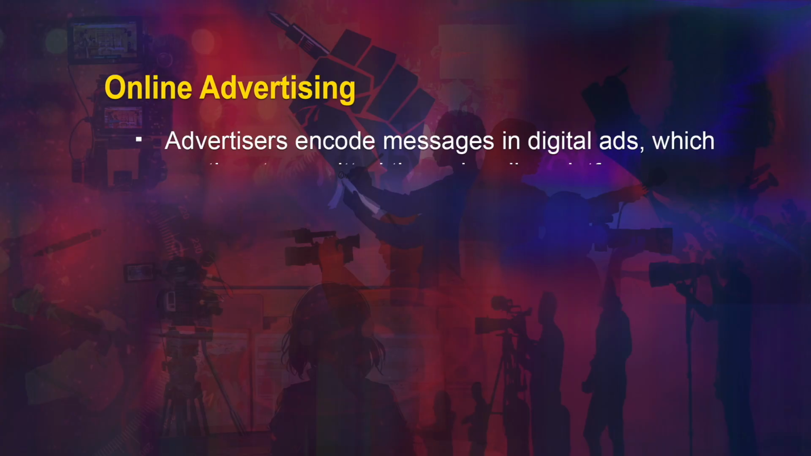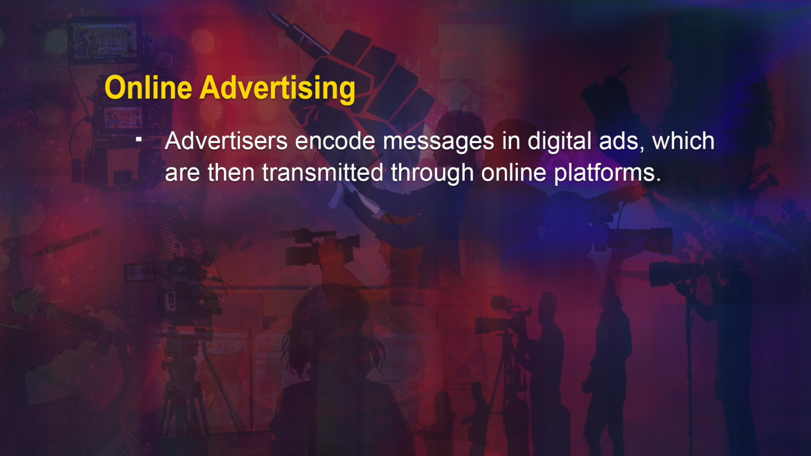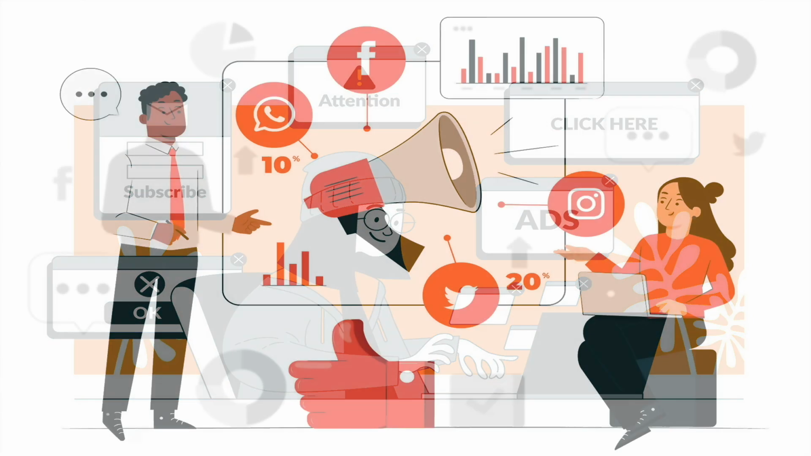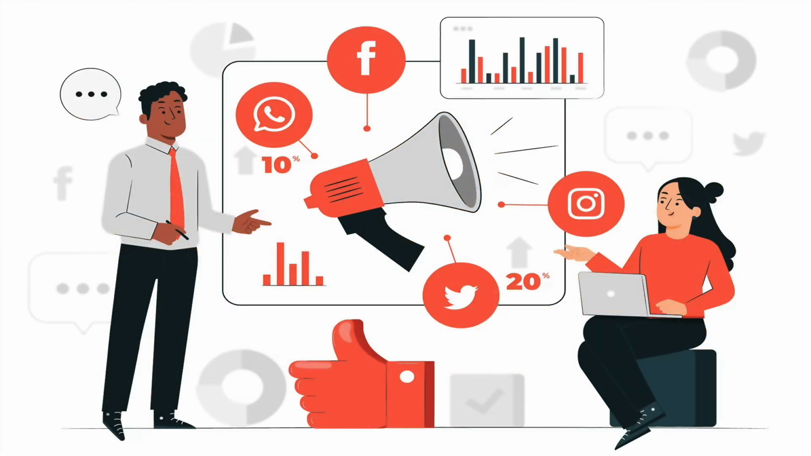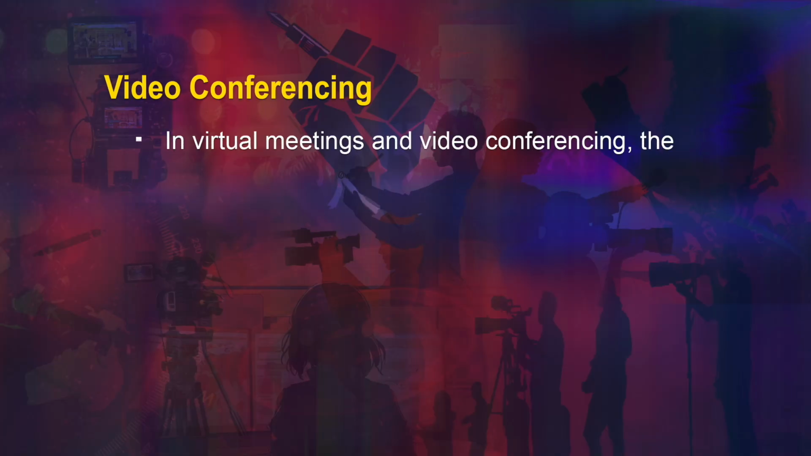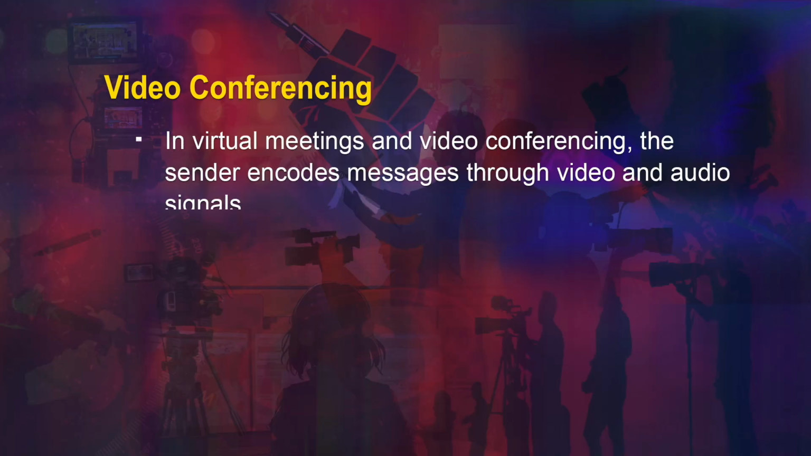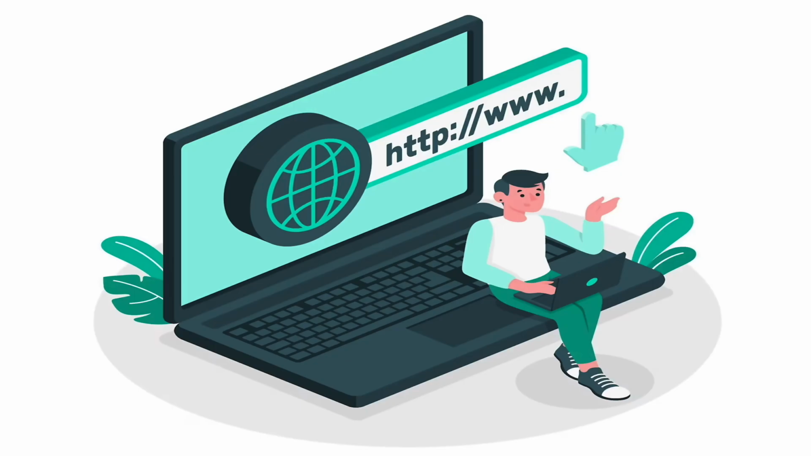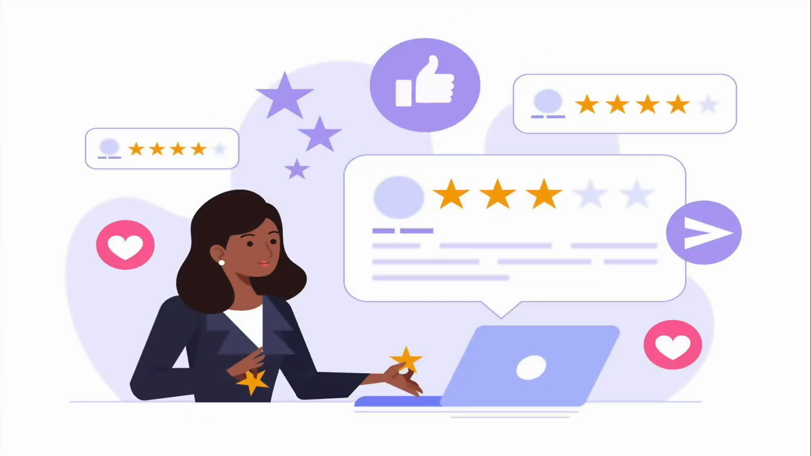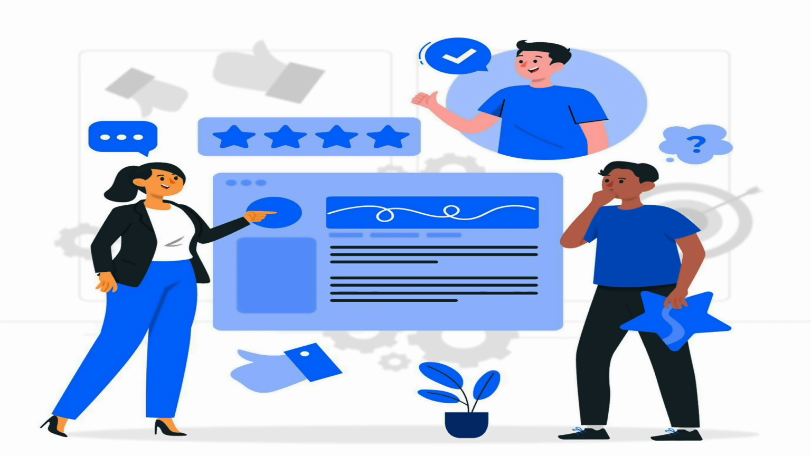Online advertising. Advertisers encode messages in digital ads which are then transmitted through online platforms. Feedback is received through click-through rates, conversion rates and other analytics, allowing advertisers to assess the effectiveness of their campaign. Video conferencing. In virtual meetings and video conferencing, the sender encodes messages through video and audio signals. The channel is the internet and feedback can be real-time responses, questions or visual cues.